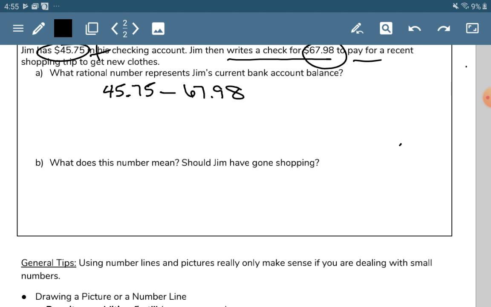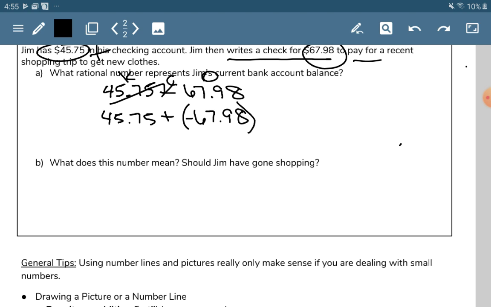$67.98. Whenever I say minus, I need to change opposite. I need to rewrite it. So I'm going to keep this 45.75. I am going to change my subtraction to addition. And then I'm going to make that last number the opposite. Since I've crossed off as I've gone, it's pretty easy to tell that that was a positive 67.98. So to make it the opposite, it's going to be a negative 67.98.